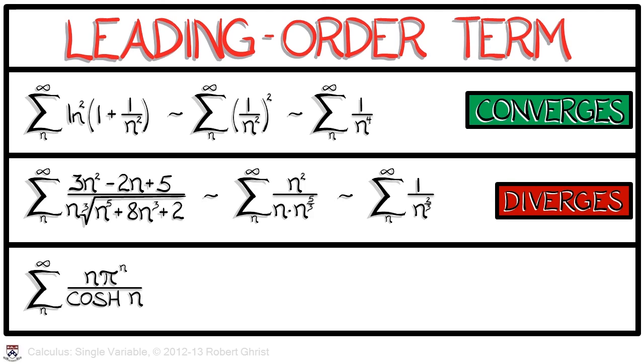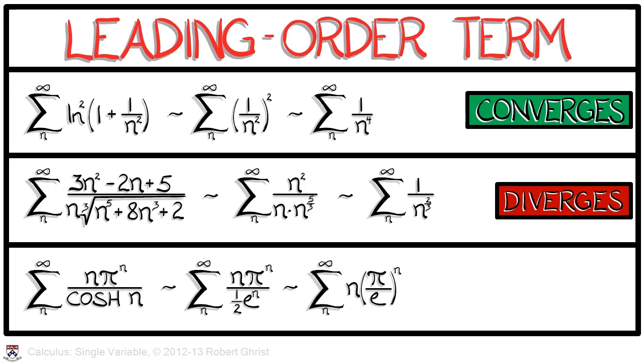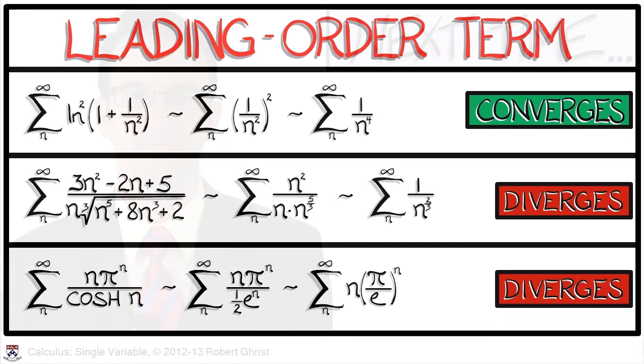Lastly, consider n times pi to the n over the hyperbolic cosine of n. Well, the leading order term in hyperbolic cosine is exponential in n. Therefore, with a little bit of factoring, we see that the leading order term is n times pi over e to the n. This definitely diverges. Always look to compute the leading order term.